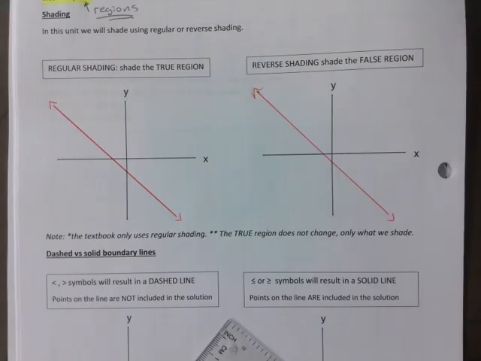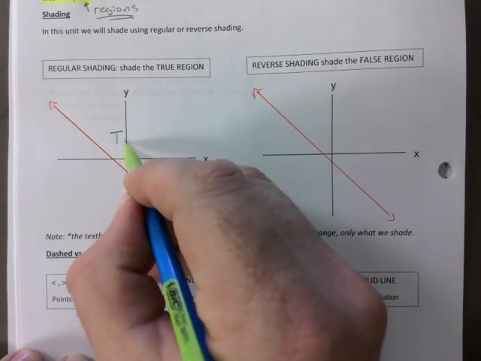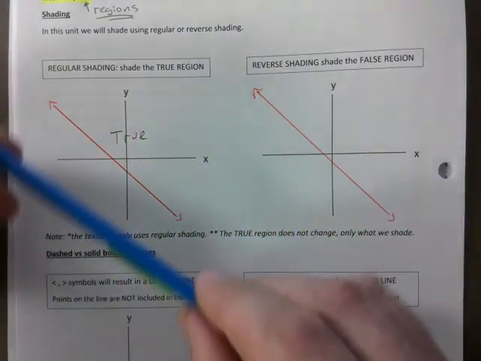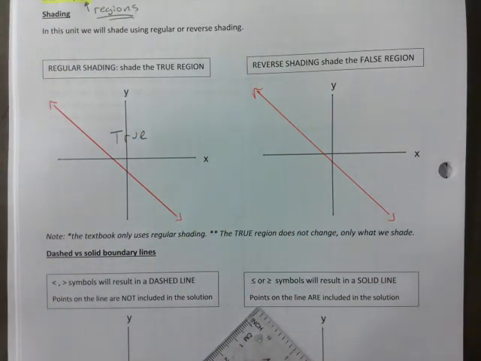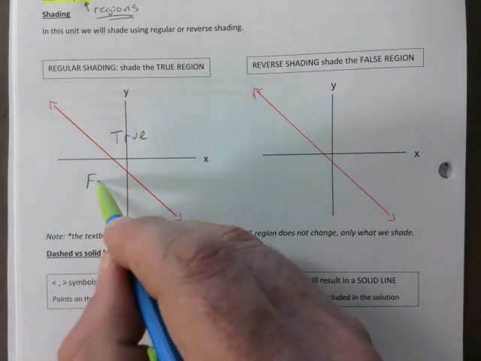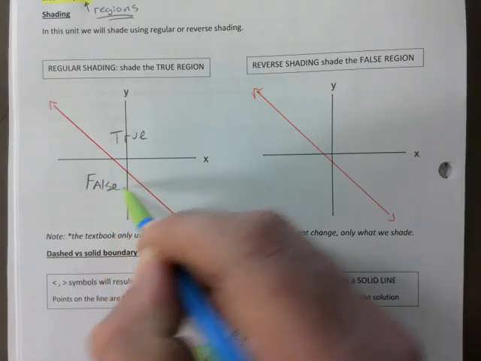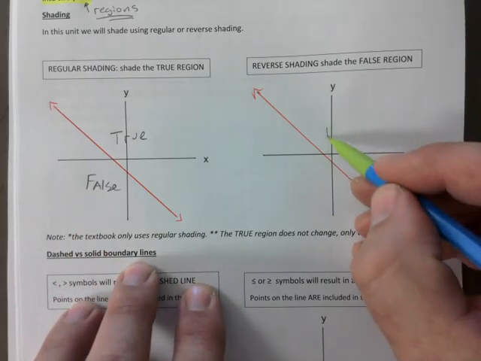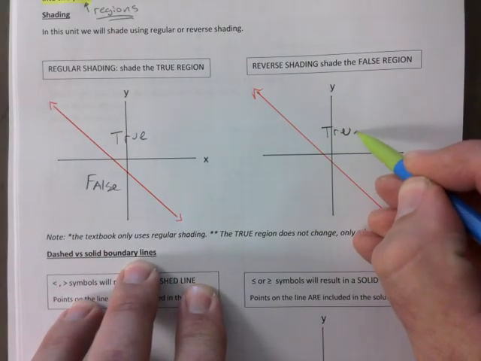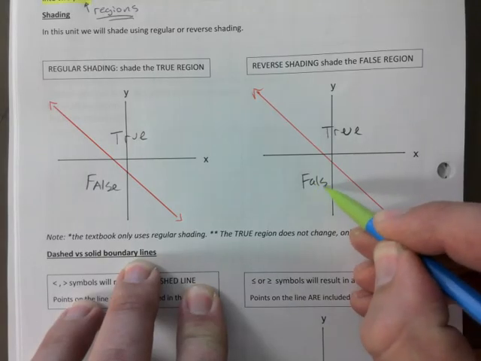Every single time you have a line, you're going to have a true region and a false region. So let's say in this particular instance, we figure out that everything above the boundary line is true. And so what do we know about the bottom part? It's false. You can't have both true. It doesn't work like that. So the same is true for this one on this side: true, false.